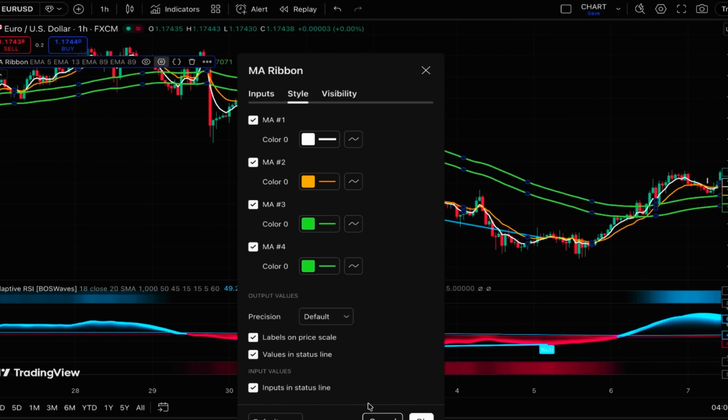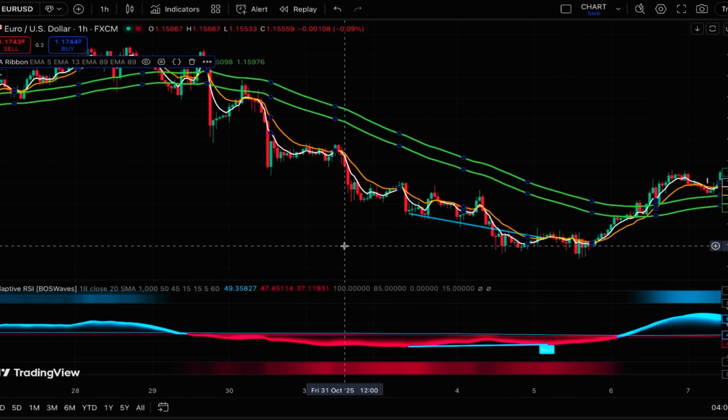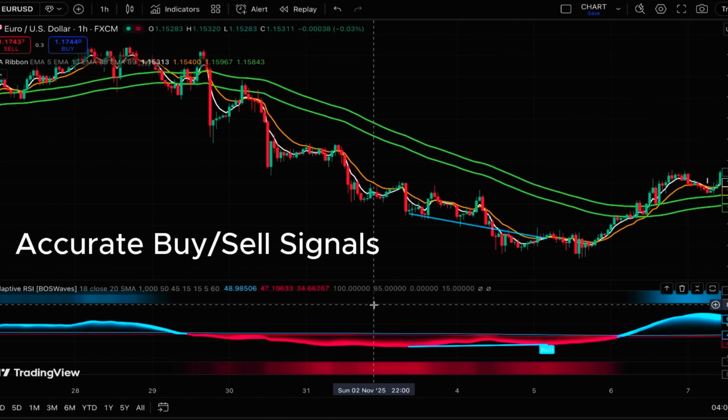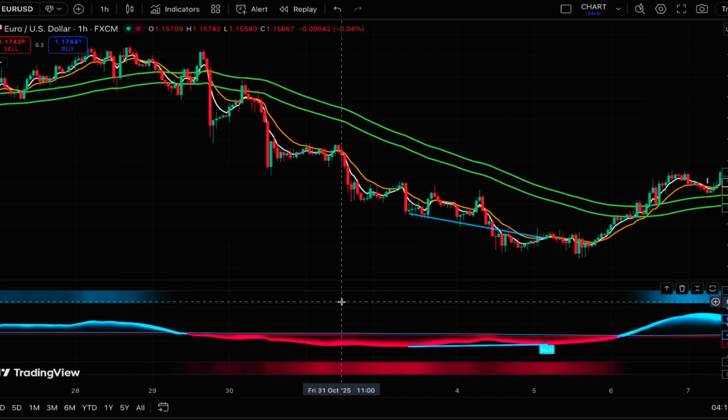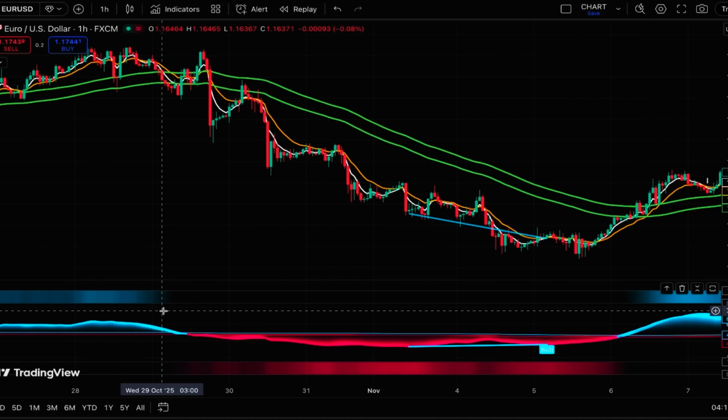Alright, we're done with the settings of the exponential moving averages, and now let me teach you how, by the help of these EMAs and this RSI here, we can find accurate buy-sell signals. Alright, in the first step, we start with RSI. This is an example of a short position, and then I will teach you a long position.